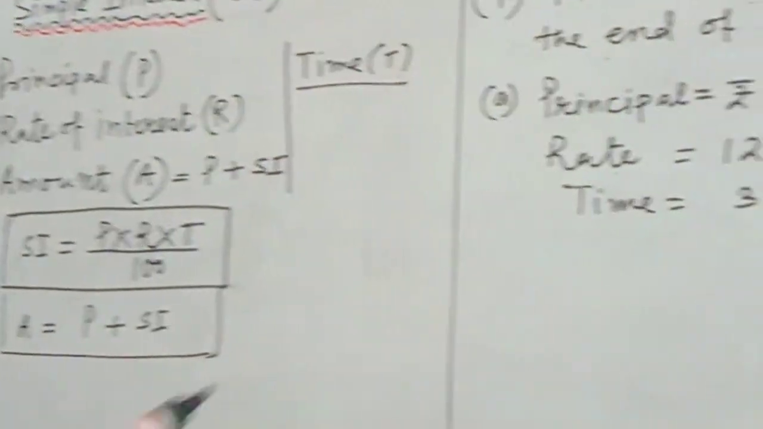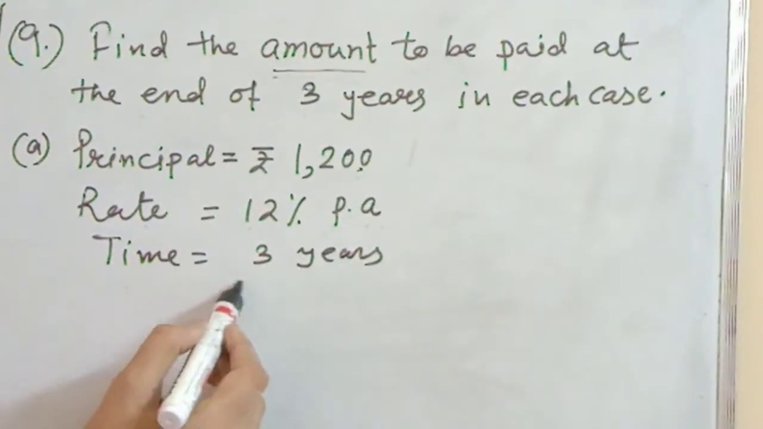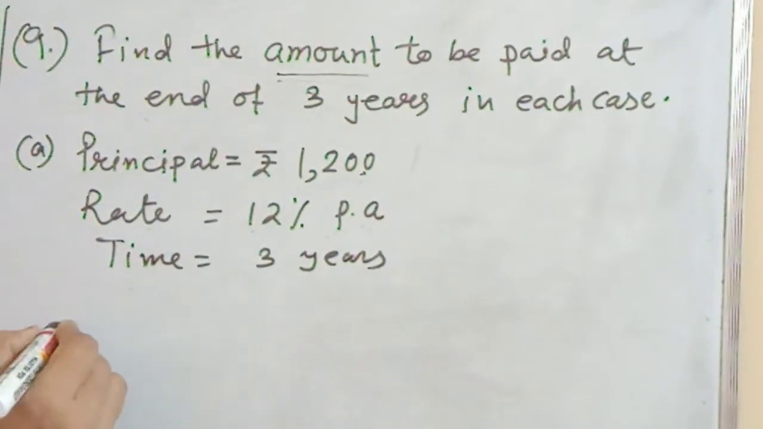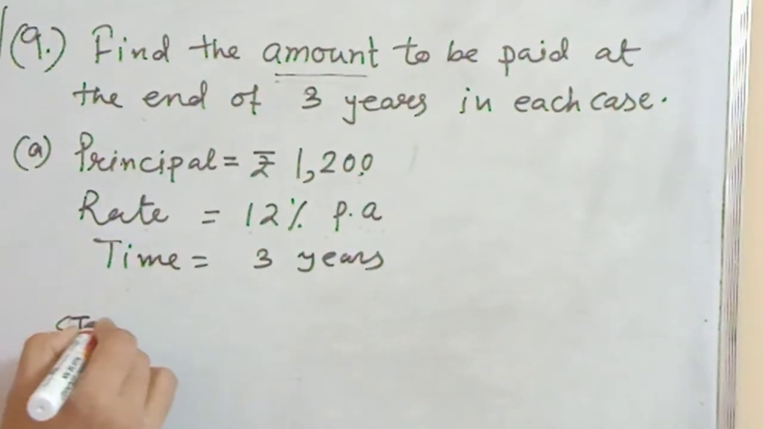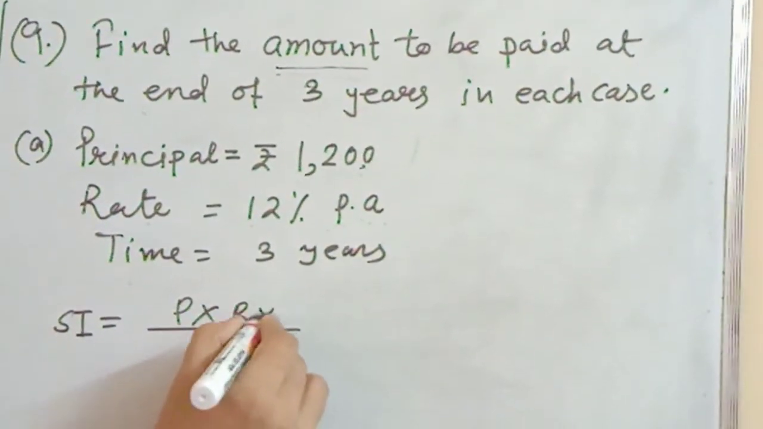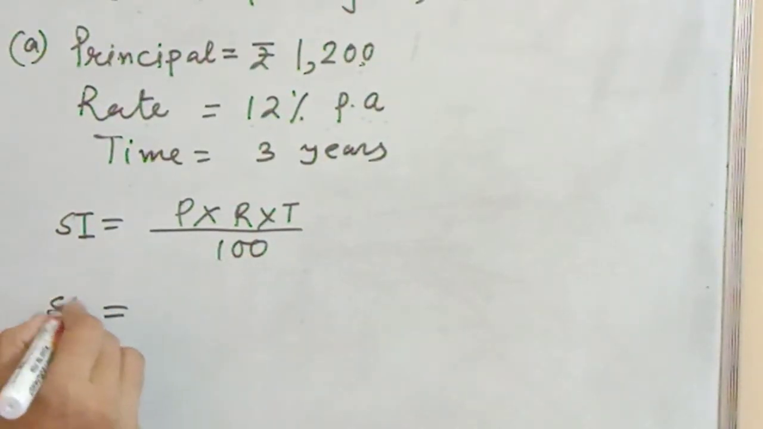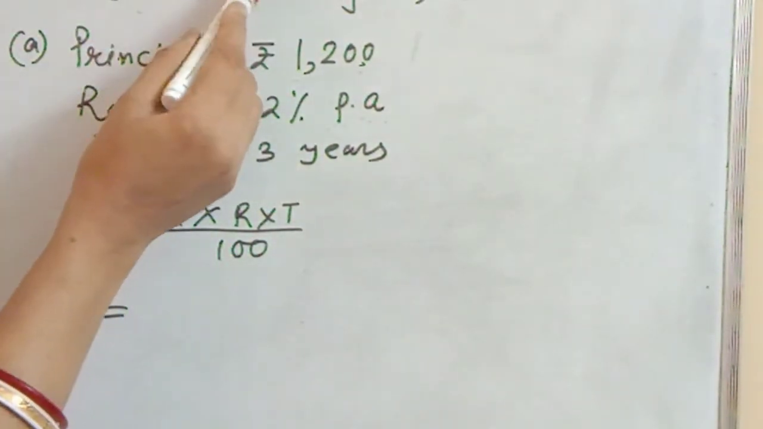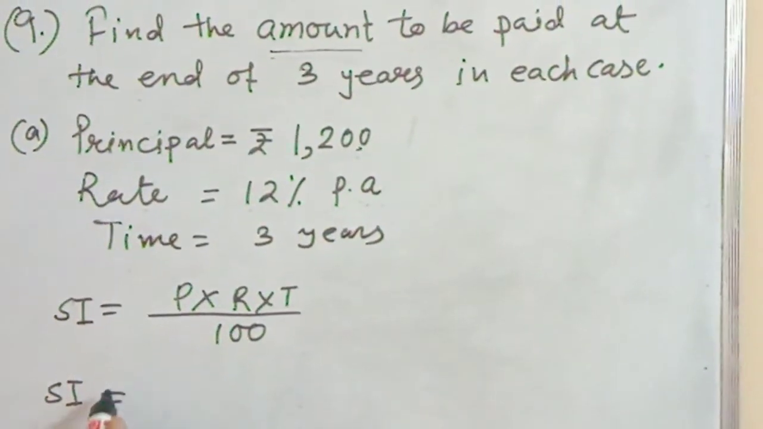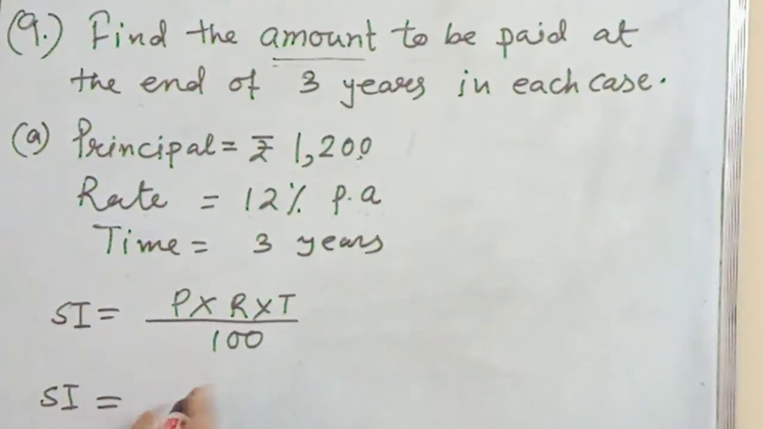Now in this question, principal is rupees 1200, rate 12% per annum, time 3 years. What do you have to find out? Find the amount. To find the amount, first of all you have to find the simple interest, and the formula for simple interest you know, P into R into T by 100. They are asking for the amount. To find the amount, you know that it is principal plus simple interest. Principal you know, you have to find simple interest, then you will add these two.